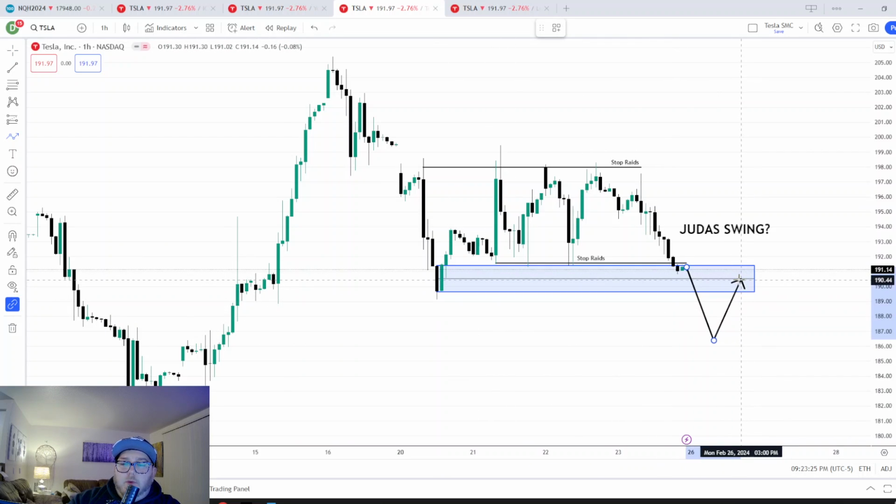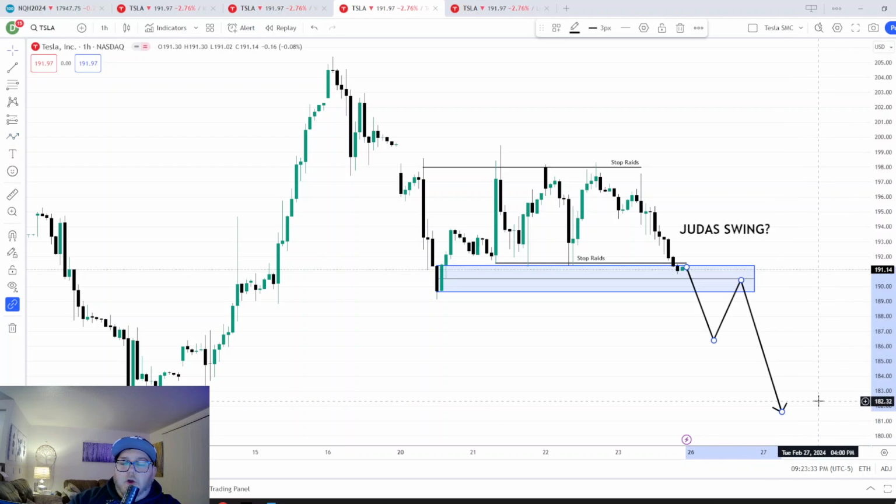Now, if that doesn't happen and we start breaking down below this order block, it becomes a breaker block, and then we might trade back up, find support in there, and then come back down and target the lows back from mid-February, right? And that would take us down into the low 180s.